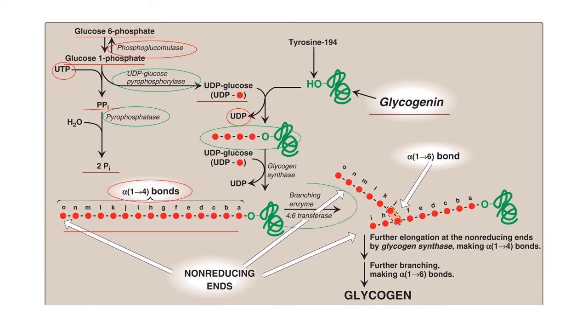We have an enzyme called branching enzyme, 4,6-transferase. This enzyme will take about 6 to 8 glucose residues from the non-reducing end and then add them to any glucose, forming a branch. At the branching point, the bond will be an alpha-1,6 glycosidic bond. And by these steps, we will end up finally with a glycogen molecule.